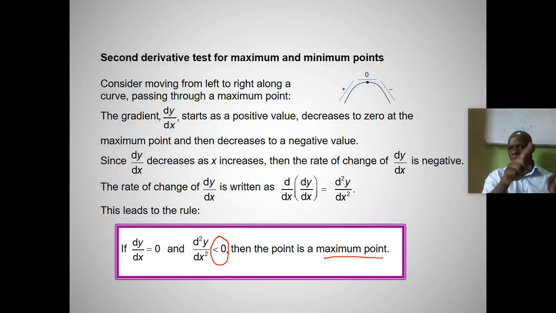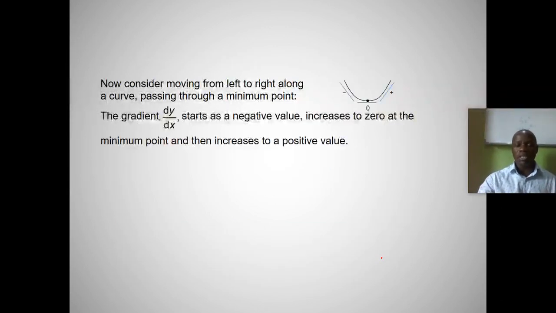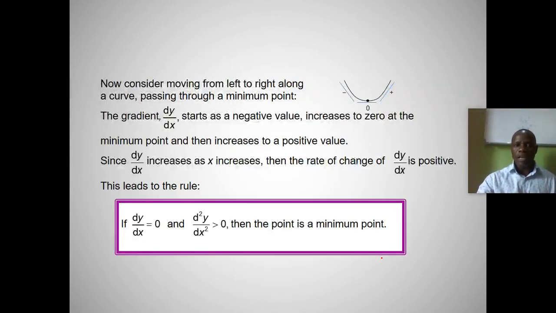So it kind of works in the opposite way, isn't it? It is giving you a negative answer, but then you have a maximum point. The same thing happens when you have a minimum point. For a minimum point, the second derivative should give you a positive answer. This is all you should know. For a minimum point, the second derivative is positive. For a maximum point, the second derivative is negative. That's all. So there's a question here.